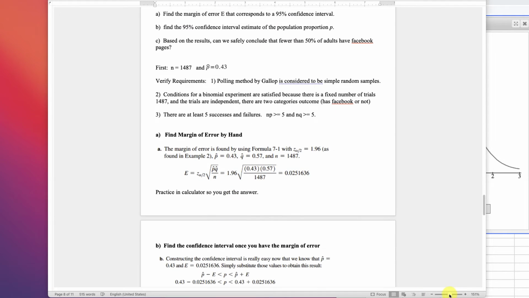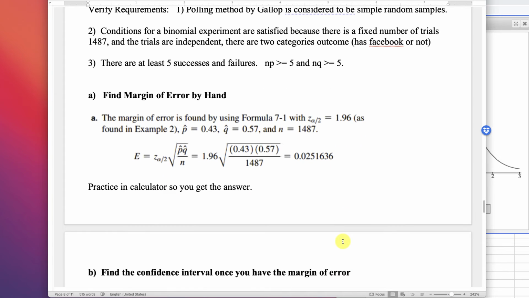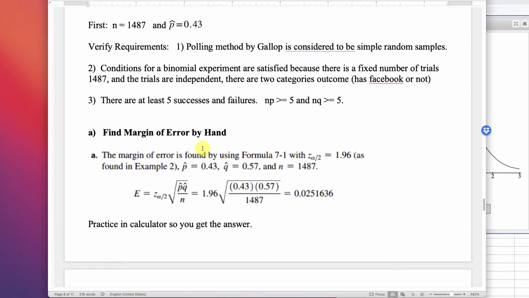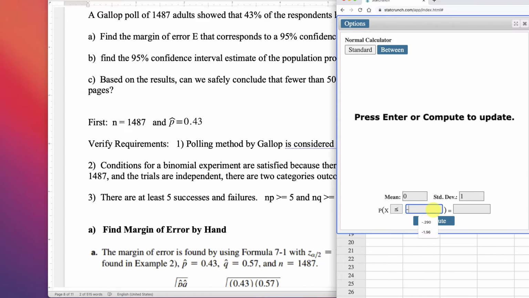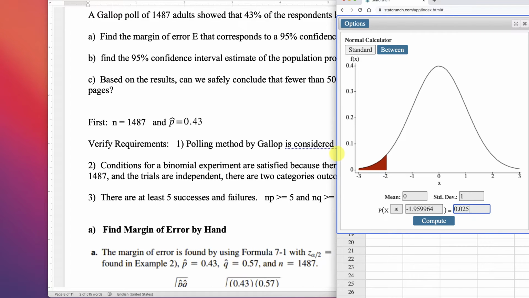So A, find the margin of error by hand. Here is the formula. E equals z sub alpha over 2 times the square root of p hat q hat divided by n. Put the numbers in: p hat, q hat which is 1 minus p hat, and then 1487. And now we need to find that 1.96. How do we get that? Well, that was the critical value. In A, it says a 95% confidence. So what we need to do is come back over here. If we're doing a 95% confidence, that's 5% in right and left, or 0.025 just in the right.